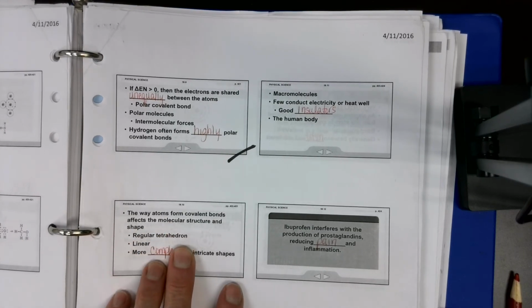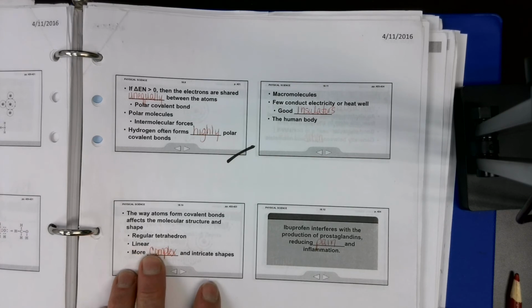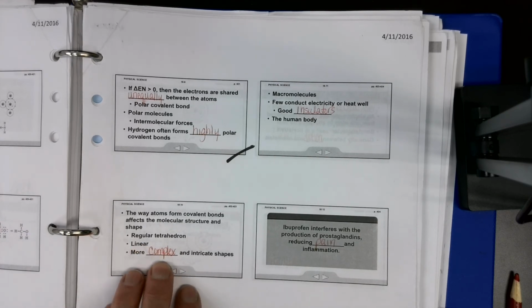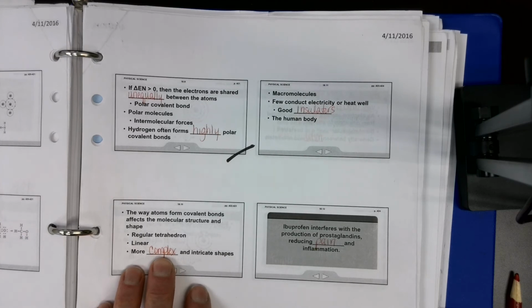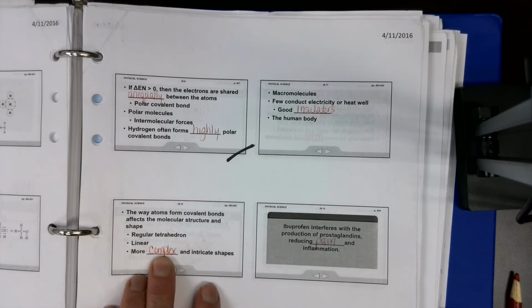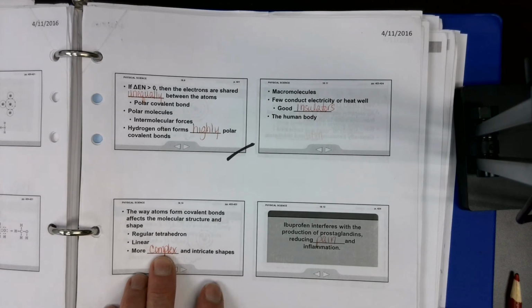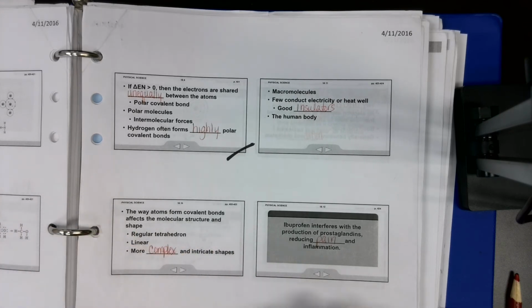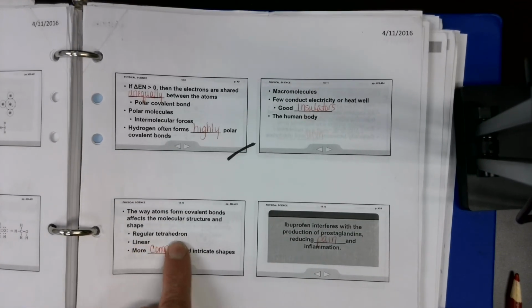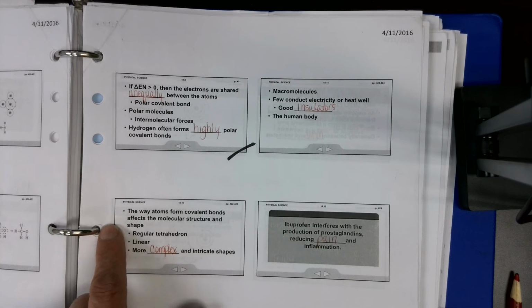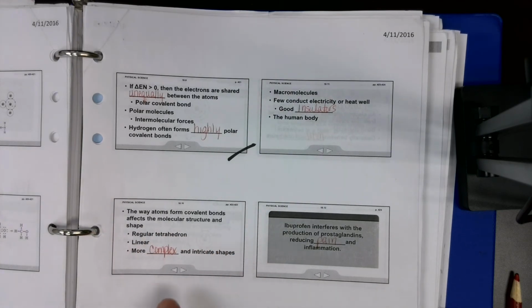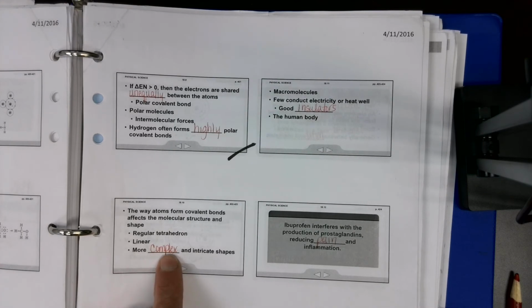One way atoms form covalent bonds affects the molecular structure and shape. Okay, you can have the same exact chemical makeup, right? One carbon and 4 hydrogens, but they can share and make a different pattern, right? A different shape. So there's a tetrahedron, or that's more of a three-dimensional shape. Linear means flat, right? It's straight, like a straight line, right? There are definitely more complex and intricate shapes, and your book is going to show you different pictures of those.